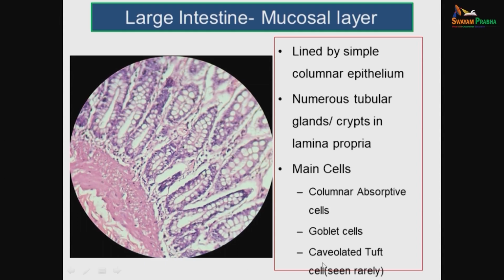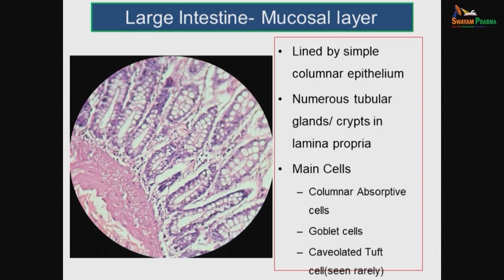So, that is why they appear caveolated. Literature says that these cells that are present rarely are actually modified goblet cells without the secretion, or rather exhausted their secretion. So, this is the mucosal layer.